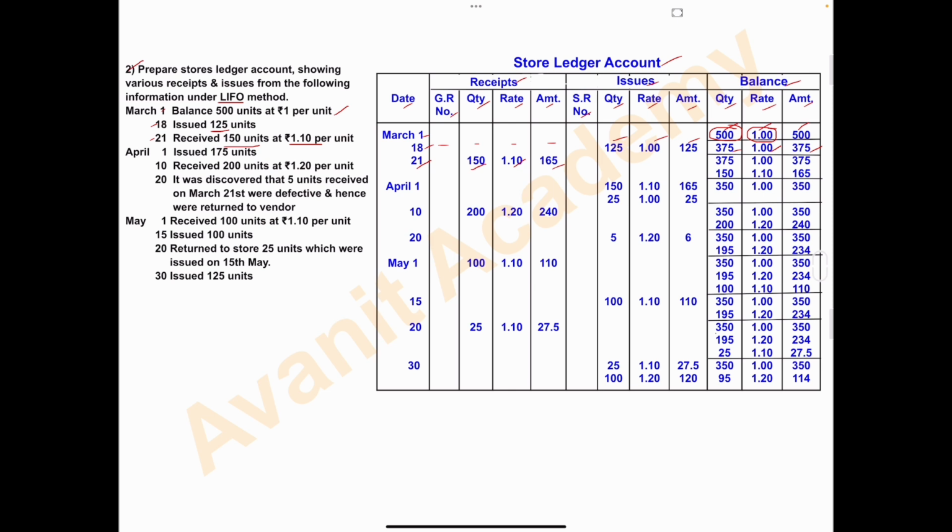Issues column nil, in balance right. First write the previous balance, that is 375 units at rupee 1. Total amount is 375. Now add the recent purchase, that is 150 units at rupees 1.10 and the total amount is 165. And close this. Next entry is on April 1st, issued 175 units. So total 175 units we have to issue. See the balance.